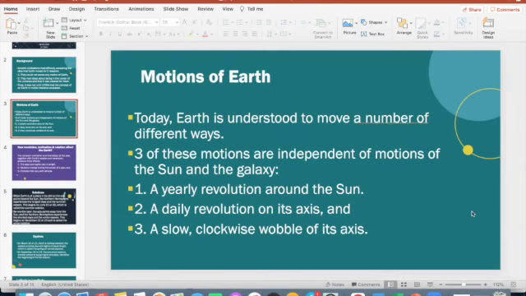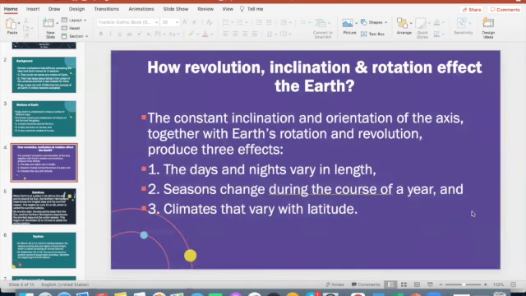So the motions of the Earth around the sun is one. The yearly revolution of the Earth around the sun is one of the motions of the Earth. There's also a daily rotation on its axis. So that's another motion of the Earth. And then we have the slow clockwise wobble of the axis itself. All right, so these are three motions that the Earth makes continuously.